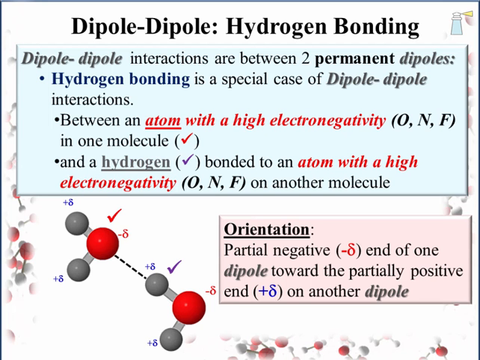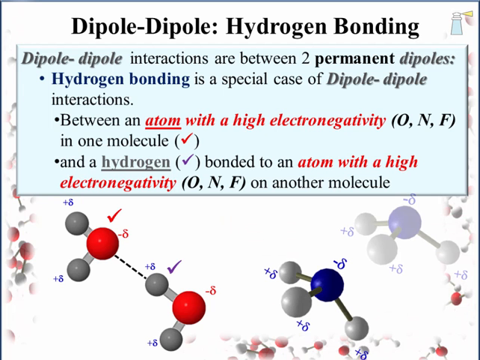While water is the most familiar example, there are others that we have come across, like ammonia, NH3. It fulfills the requirement for being capable of forming hydrogen bonds by having an atom with a high electronegativity, nitrogen, in one molecule, and a hydrogen bonded to an atom with a high electronegativity in another molecule. The same type of orientation is found in water.